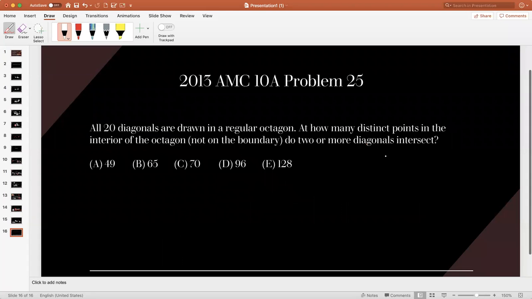Okay, last question of the night. 2013 AMC 10A problem 25. If all 20 diagonals are drawn in a regular octagon, how many distinct points in the interior of the octagon, not on the boundary, do two or more of the diagonals intersect? I will give everyone maybe 2 minutes to do this because we have to get through it.